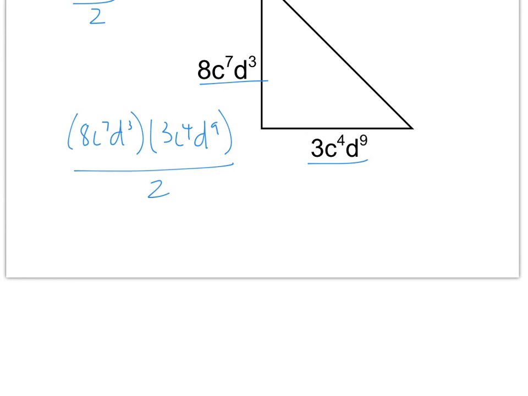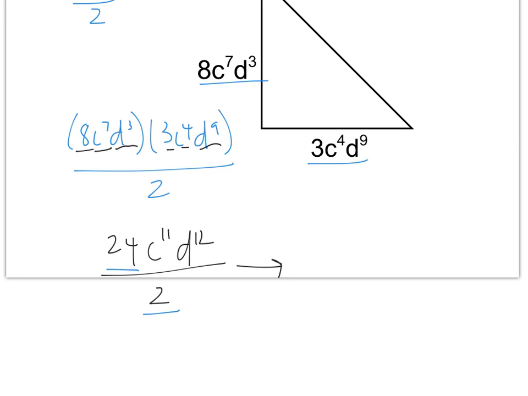So I have 8 times 3, which is 24. c to the 7th and c to the 4th is c to the 11th. d cubed and d to the 9th is d to the 12th, all over 2. Now what do you think we get for our final answer? Do we take everything in the numerator and divide it by 2? Or what are we allowed to do here when we have the division of 2?